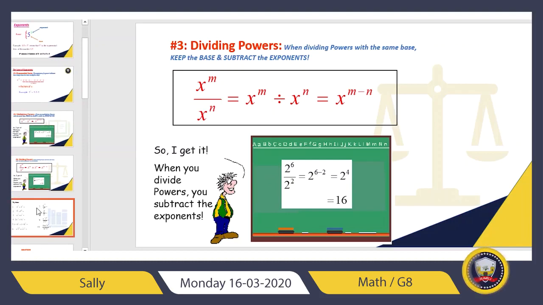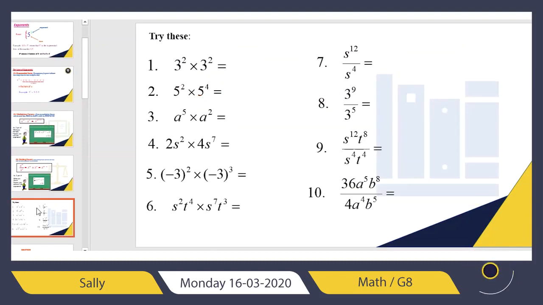Let's take a brief exercise. Here if I tell you 3 to the power of 2 times 3 to the power of 2, here I have the same base, so I'm just going to add the power. So the answer will be 3 to the power of 4. Here, number 2, 5 to the power of 2 times 5 to the power of 4. I have the same base and multiplying, so I'm just going to add the power. So the answer will be 5 to the power of 6. 8 to the power of 5 times 8 to the power of 2, the answer will be 8 to the power of 7.